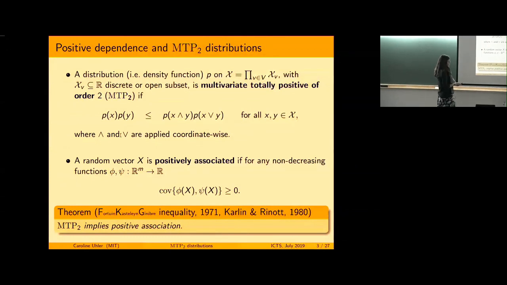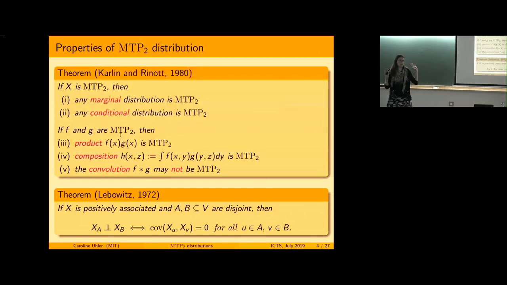Now let me just tell you a bit about the well-known properties of MTP2 distributions. So I'm saying all your dreams, or your dreams may come true with MTP2. So it has all of these nice properties of Gaussians, basically. Okay, so these are some very well-known old properties, right? MTP2 has been studied for a long time now.